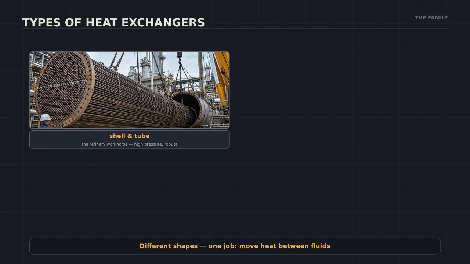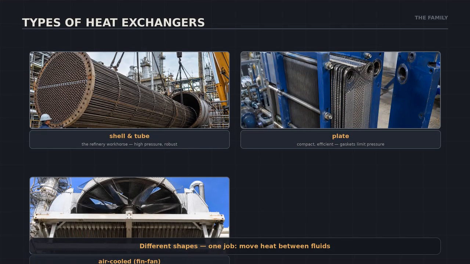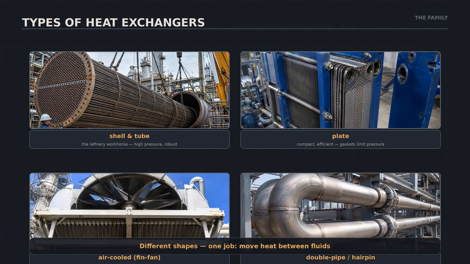Heat exchangers come in several families. Shell and tube, the refinery workhorse, handling high pressure and temperature. Plate exchangers, compact and efficient, limited by their gaskets. Air-cooled fin fans, no cooling water needed. And double-pipe hairpins for small duties. And within shell and tube, there is a whole engineering language, the TEMA standard, which we decode next.